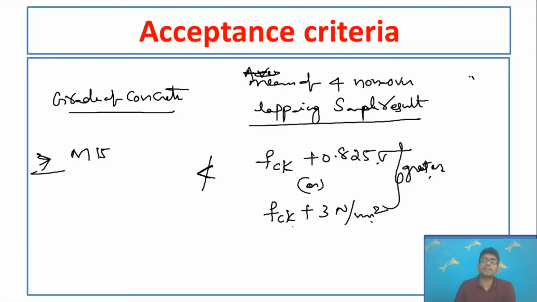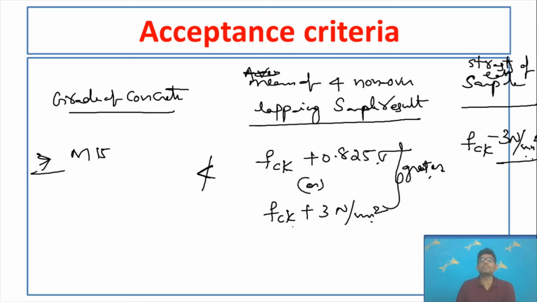Then if you see the strength of each sample, it should not be less than FCK minus 3 Newton per mm square. If you see the strength of each sample, that should not be less than how much? FCK minus 3 Newton per mm square. So that is the acceptance criteria to accept any sample here.